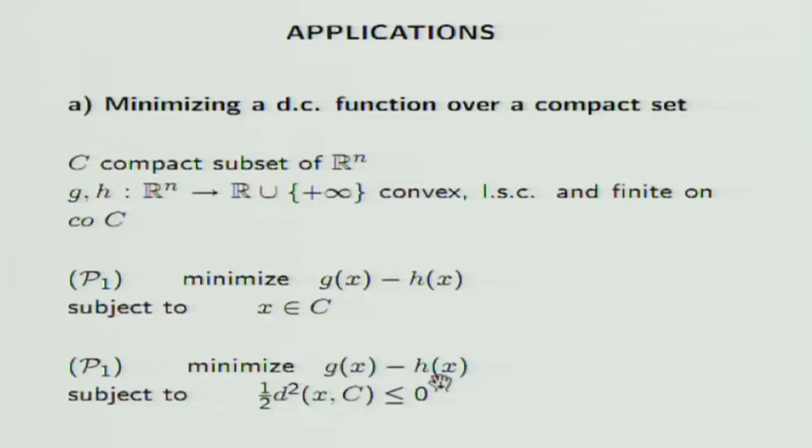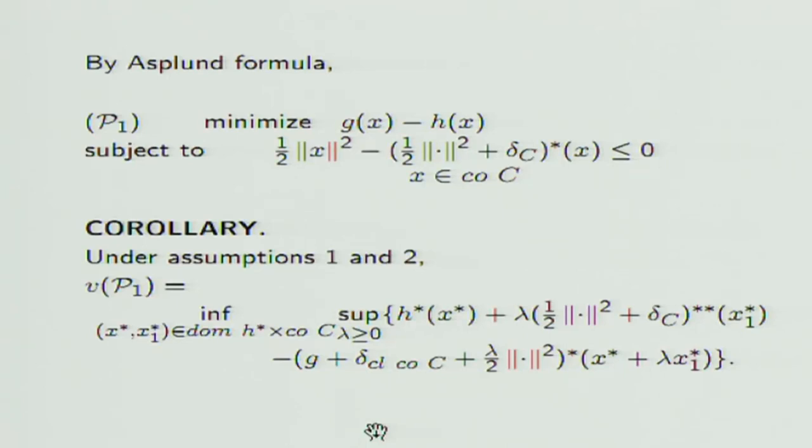Okay, but then we can replace this condition, x belongs to C, by this inequality, because by the well-known formula due to Asplund, one half the squared distance to the set can be expressed as this difference of convex functions. And then now to be able to apply our results in which there was the extra condition that x belongs to a compact convex set, we have to consider here this extra condition. x belongs to the convex hull of C. C was compact, so the convex hull of C now is compact and convex. Now we just apply the formula we have seen before, and we have this expression which doesn't look as complicated as the one for the general case, for this very general problem of minimizing a DC function over a compact set.